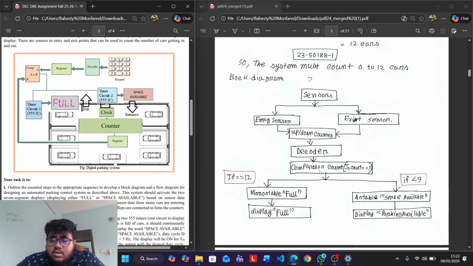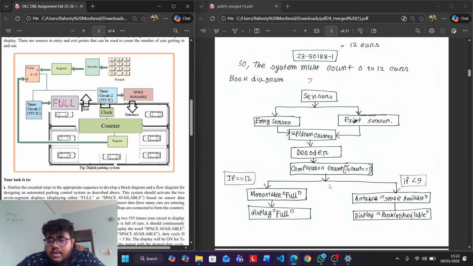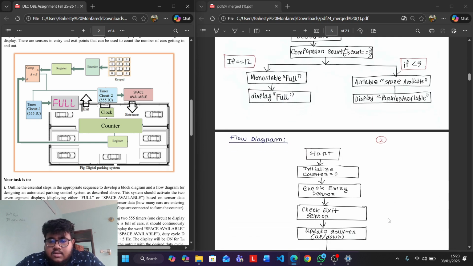If the comparator compares and the value is equal, the timer IC will be configured as monostable, and the display will show full. In the other case, if the comparator finds the value is less than the capacity, then our 555 timer IC acts in astable mode. It will print on the screen that space is available, and the display shows that parking is available.